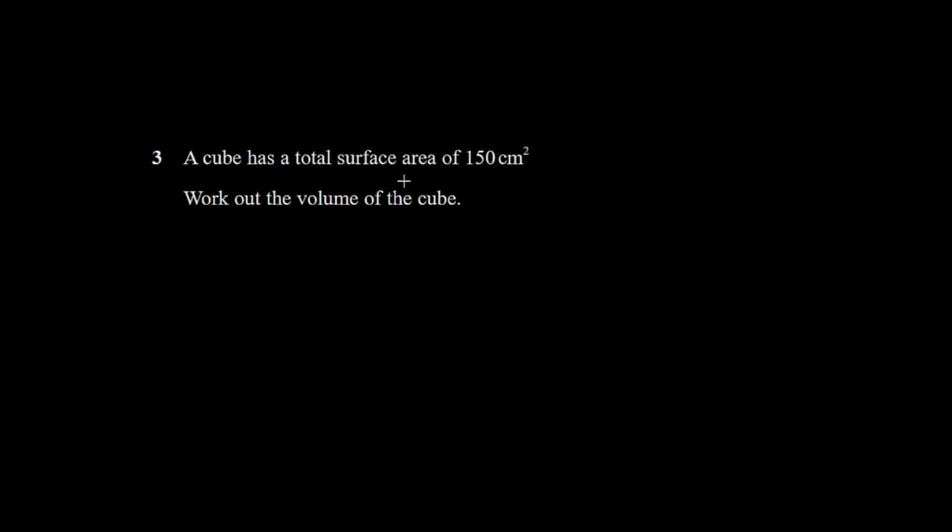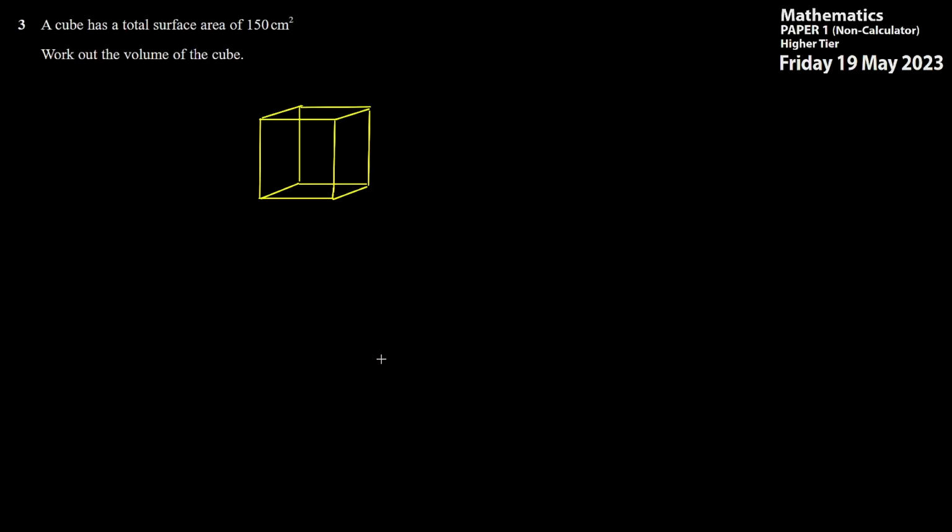In question 3, we've got a cube. We're told that the total surface area is 150 square centimetres. We've got to work out the volume of the cube. Well, to get the volume of the cube, we need the length of these sides, and that's what the surface area will give us. Behold a cube.